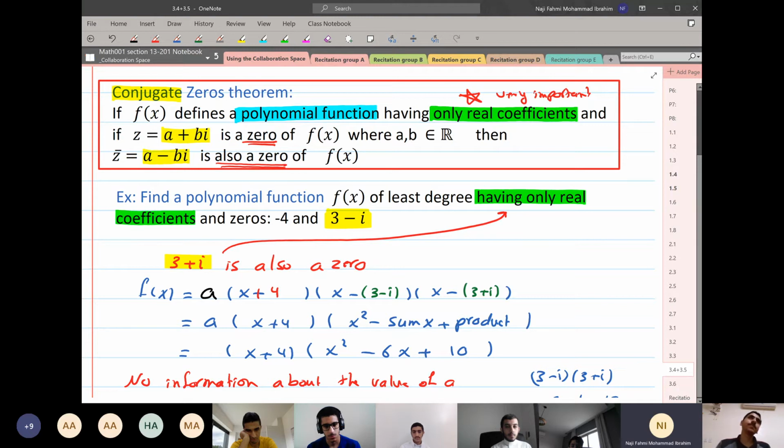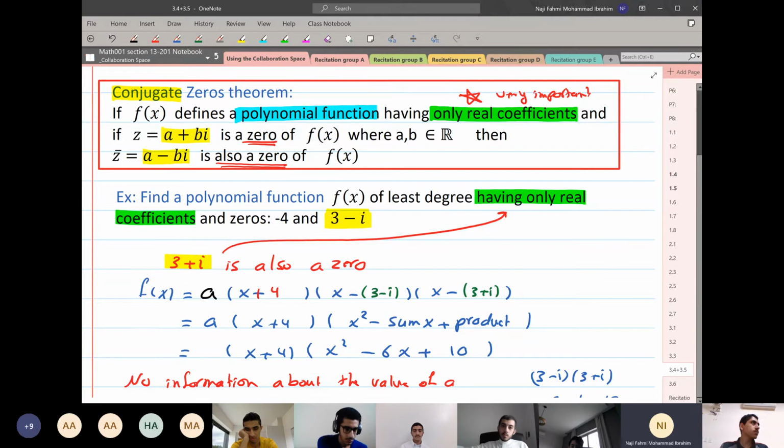What does pairs mean in Arabic? Azwaj. So the number of complex zeros can be 2 or 4 or 6 or 8. They are even. So we cannot have an odd number of complex zeros. Again, I repeat, this is only true if we have real coefficients. So can a polynomial with real coefficients have 3 complex zeros? No. Why? Because the number of complex zeros should always be even.